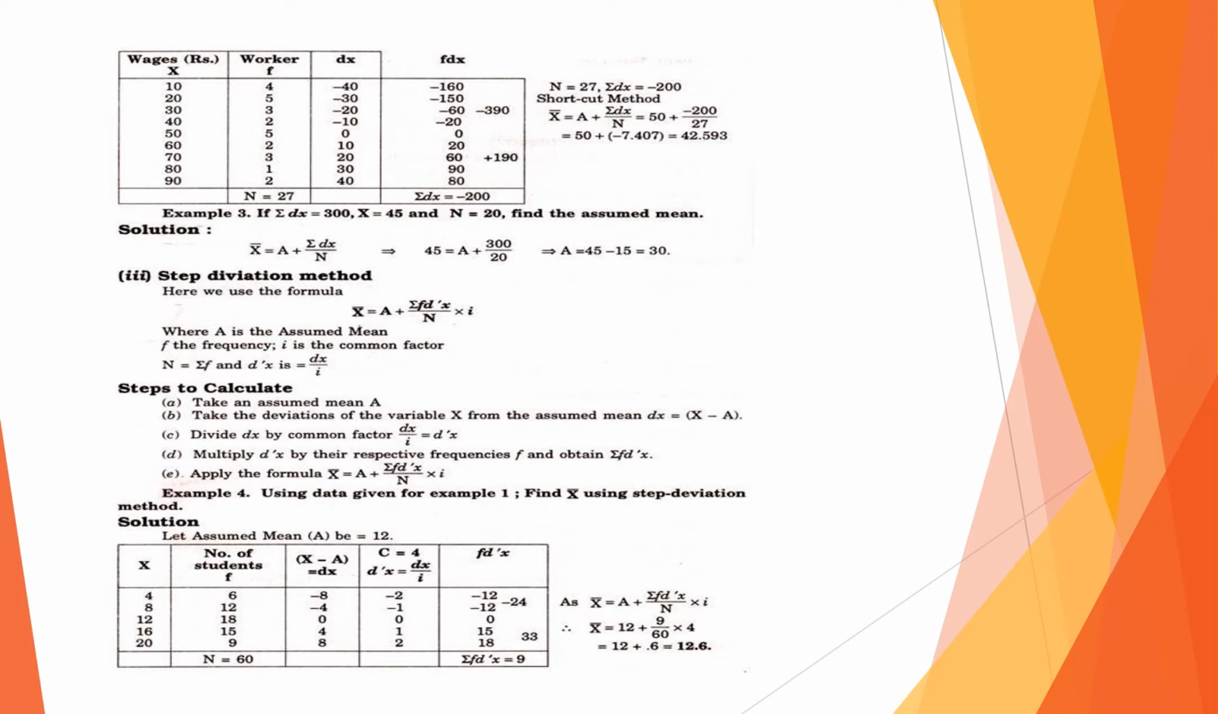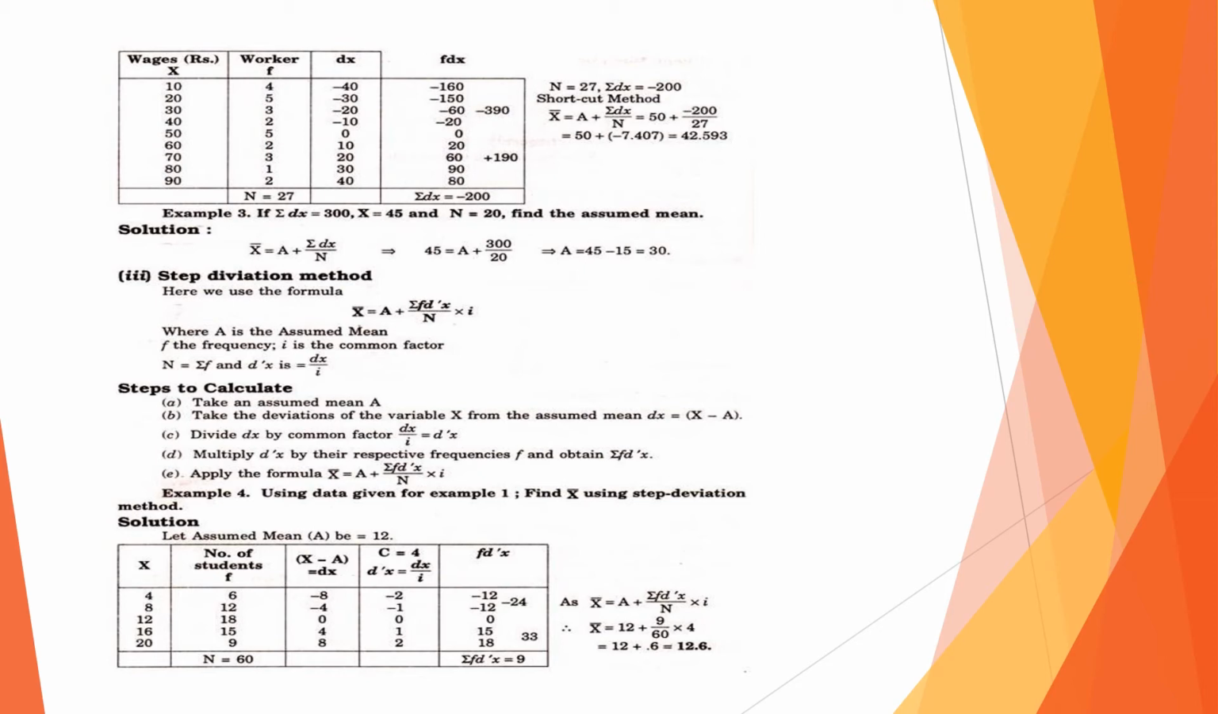Then we are able to get the column dx. Now multiply f into dx, that is the third step. Clear? After multiplying minus 40 into 4, you are able to get minus 160. 5 into minus 30, you are able to get minus 150.